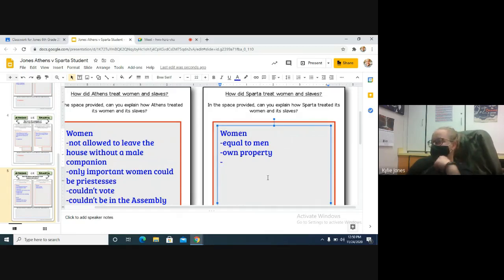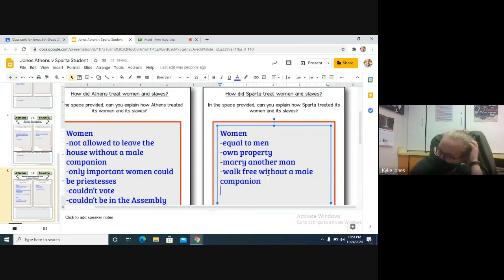Anything else? What about online? Anybody else have anything that the women could do? Marry another man. They can leave without having a man. Yeah, they can walk free, right? Without a man. Okay. I think that's pretty good for the women.